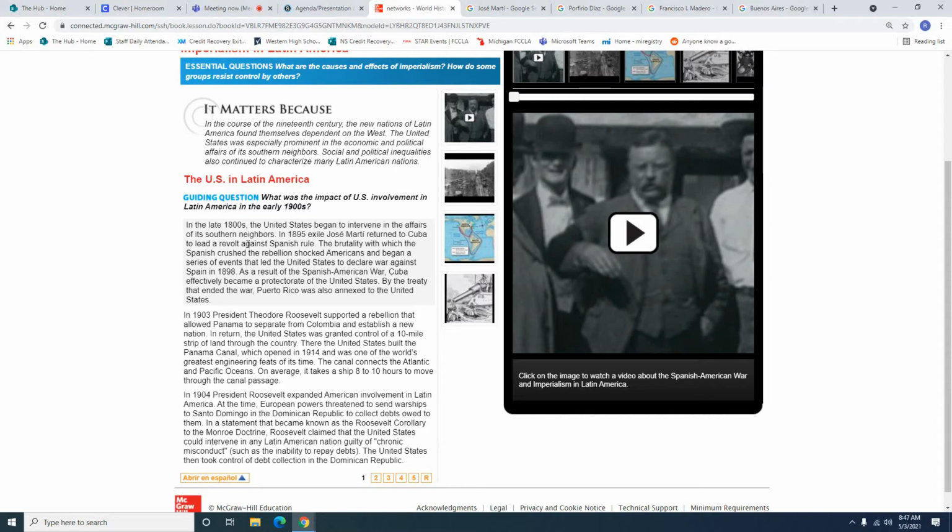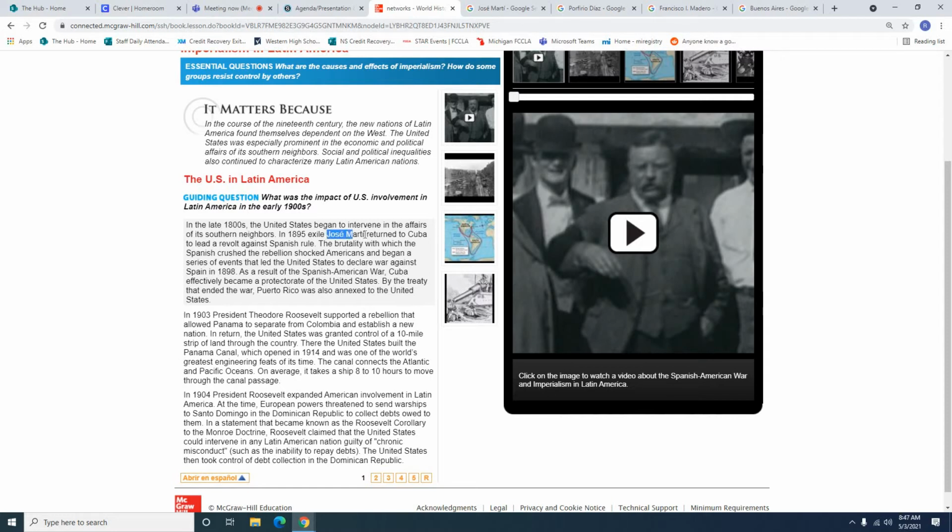Now, when we get to the revolution in Cuba, what becomes the Spanish-American War as we know it in the United States, in 1895 it sort of kicks off. We'll know it as the Spanish-American War in 1898, but it's a years-long conflict.